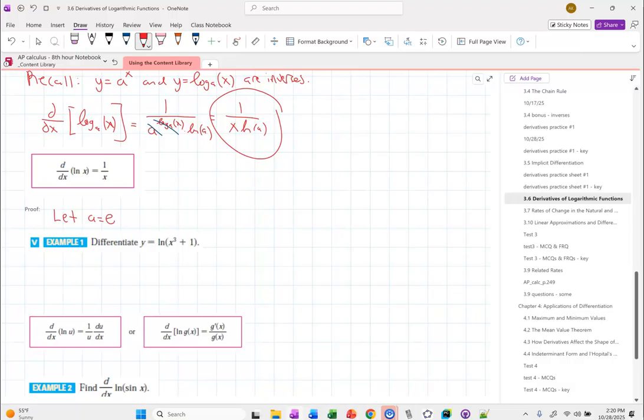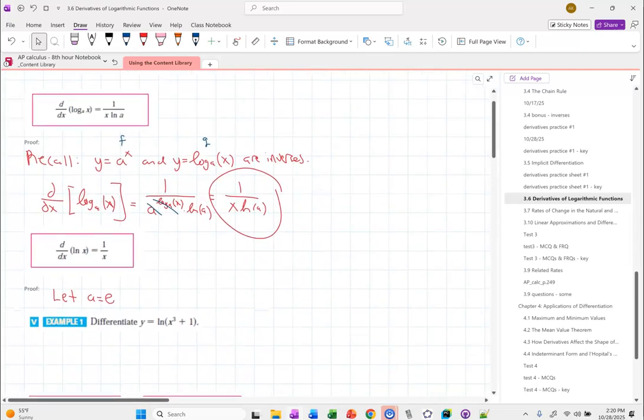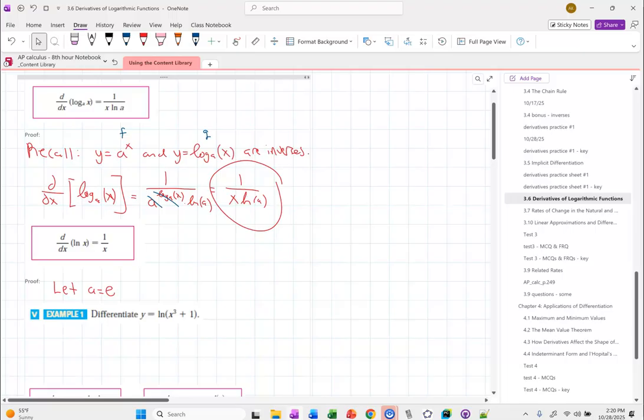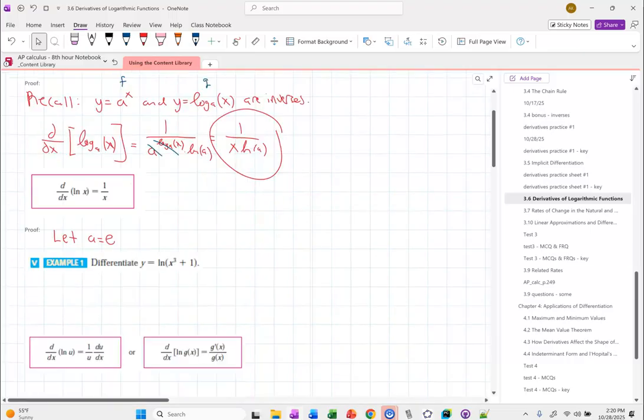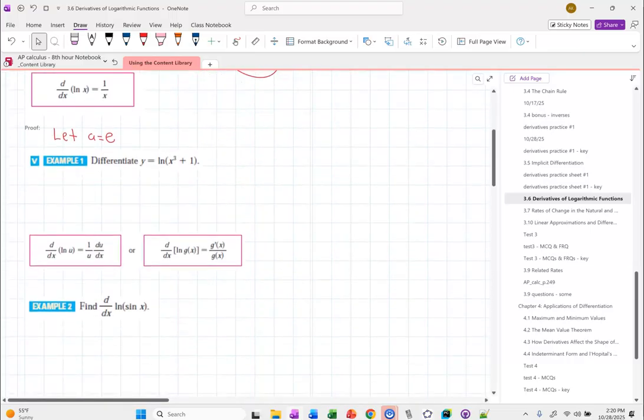Yeah, so if I just let a equal e, then it's the previous formula, right? Because in the denominator I'll have x times the natural log of e, and what's the natural log of e? That's 1. Everybody's okay? I know, logs. All right, let's practice using this.